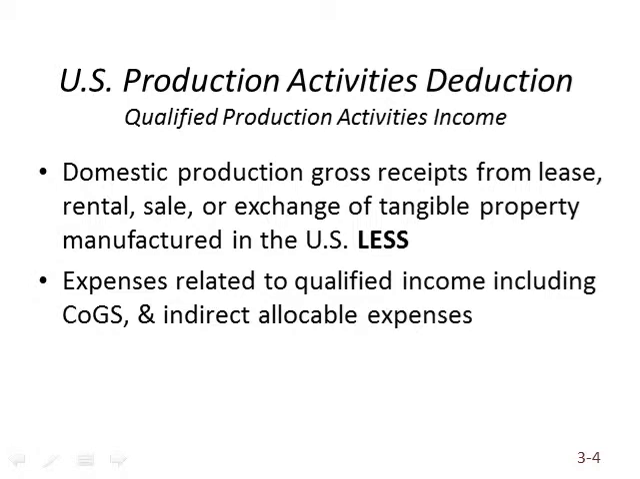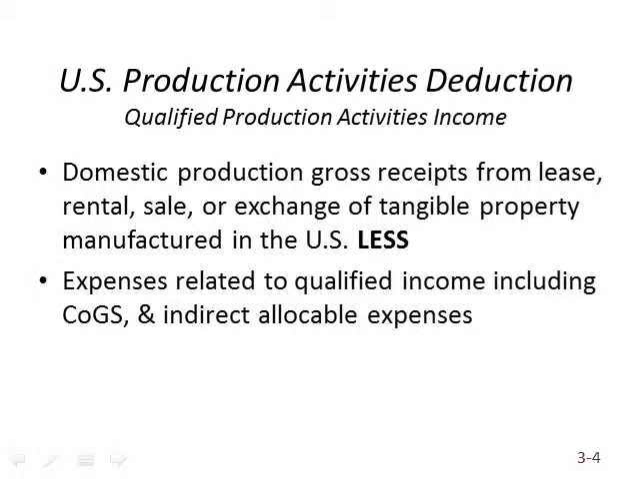Then we reduce that for expenses that are related to this qualifying income, including our cost of goods sold and indirect allocable expenses. And so cost of goods sold are obviously those costs directly associated with the production of those gross receipts. So it could be direct labor, direct materials, professional services. Indirect allocable expenses mean those indirect costs that aren't treated as a direct cost that are allocated to the receipts.